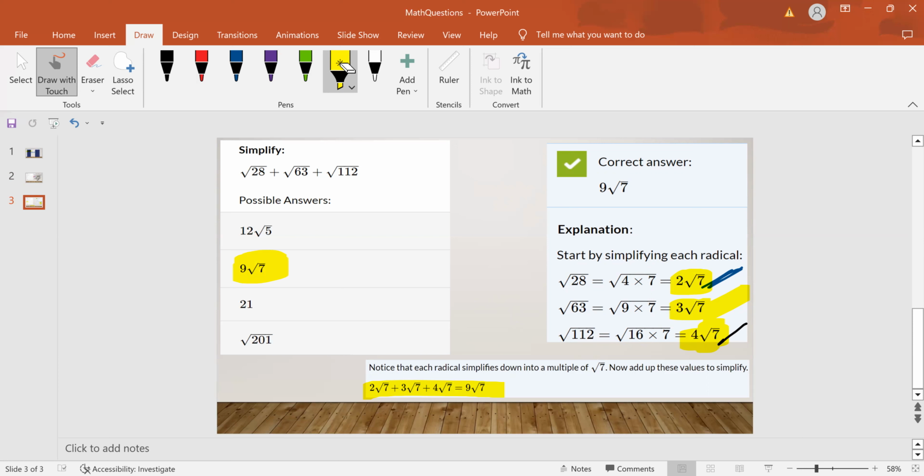Again, you have the link for the previous video about the square root and the perfect square in the description of this video. That will help you to better understand how to use the perfect square to solve square root problems.